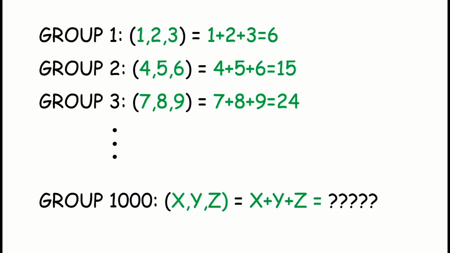What would the 3 numbers be in the thousandth group? Let's just call them X, Y, and Z. And in addition, what would they sum to? Pause the video and give this problem a try, and please put your answers in the comment section.